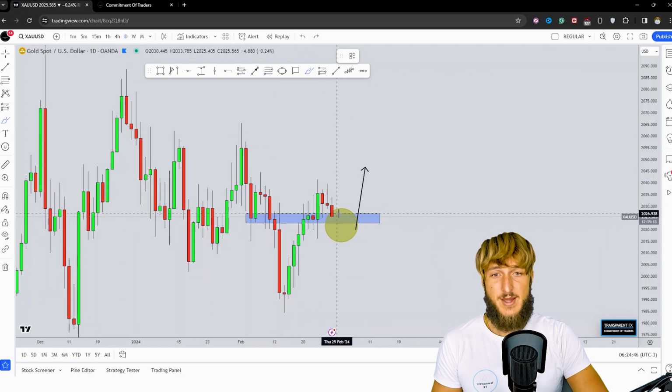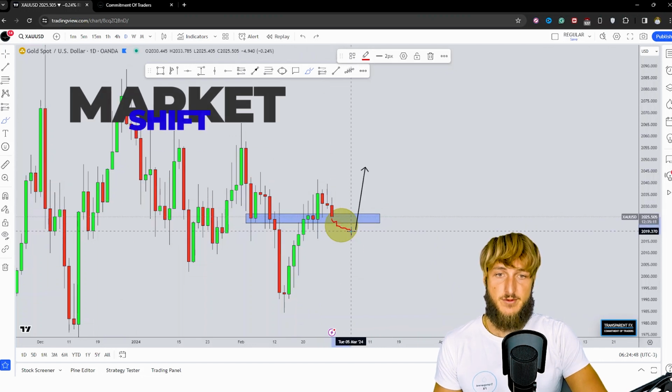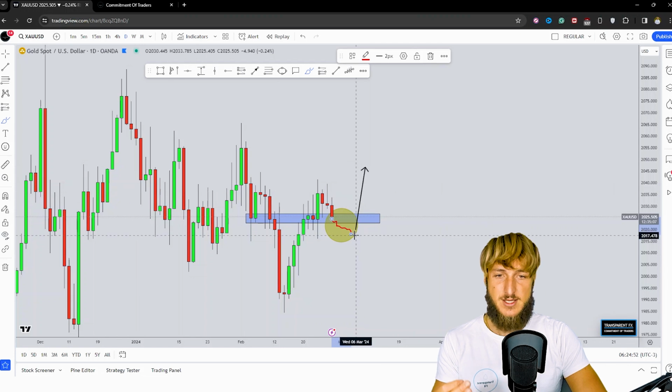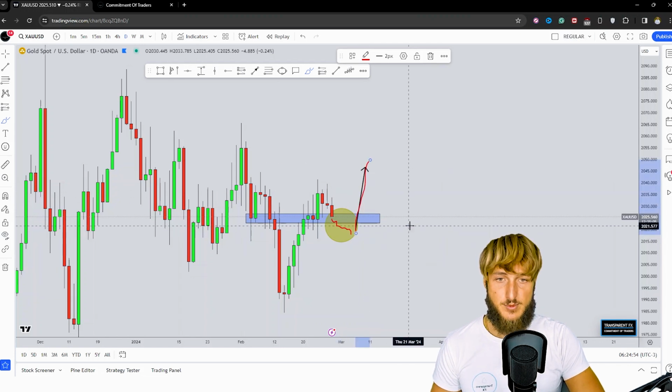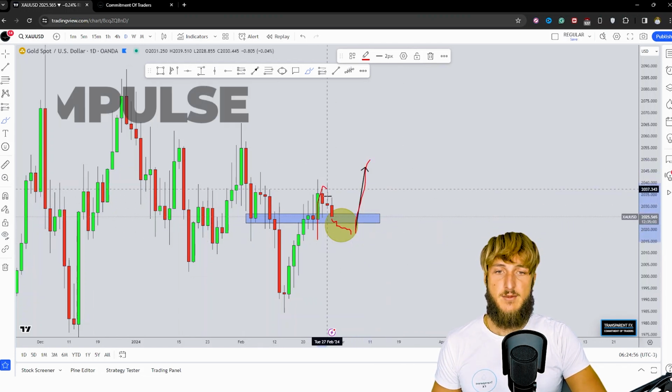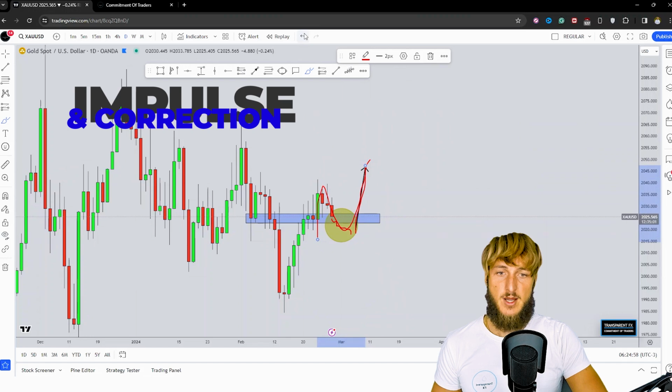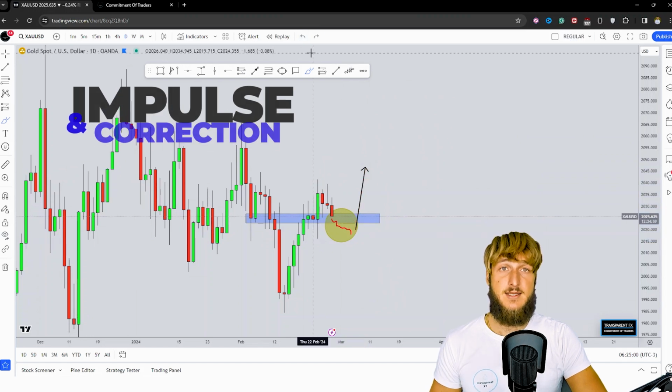Therefore, what I would expect is that if this market would shift from an intraday bearish to a bullish market, at that point I wouldn't be surprised to see a potential push to the upside, completing this daily impulse correction and impulse pattern to the upside and rejecting this daily support.